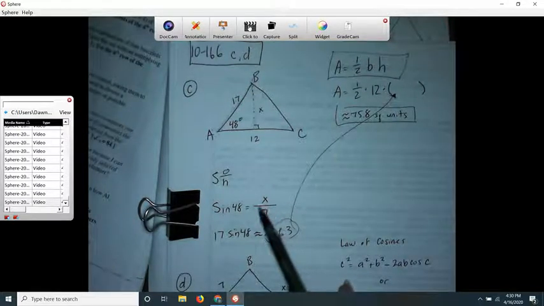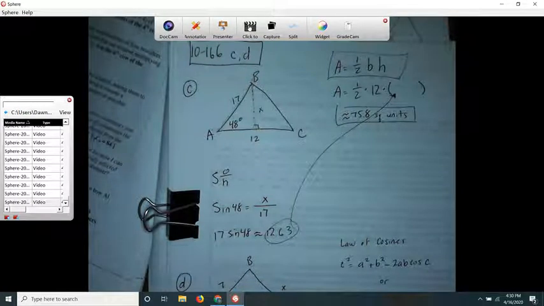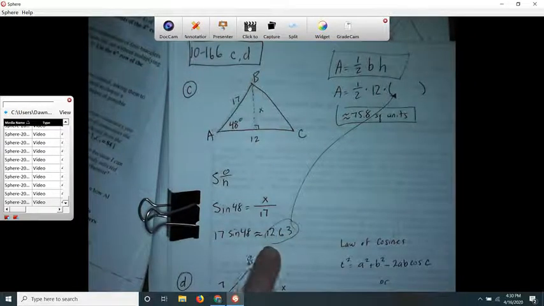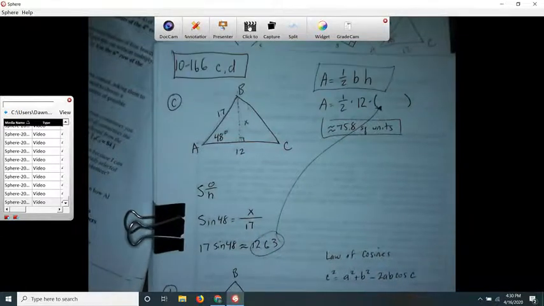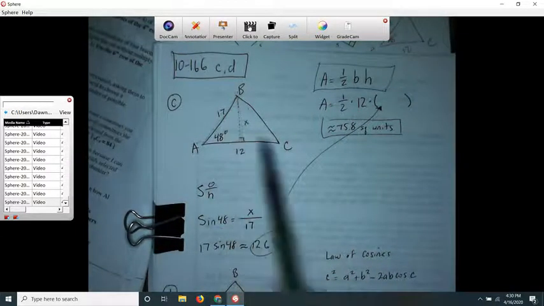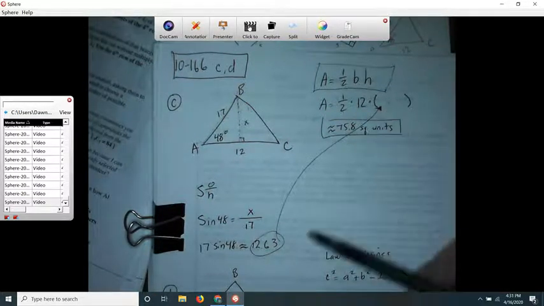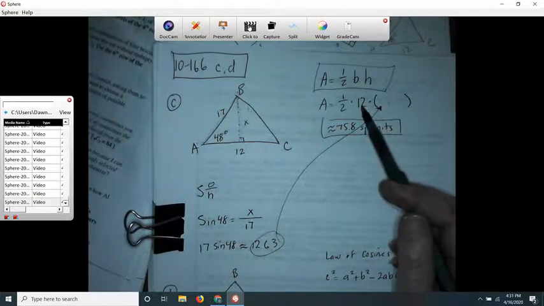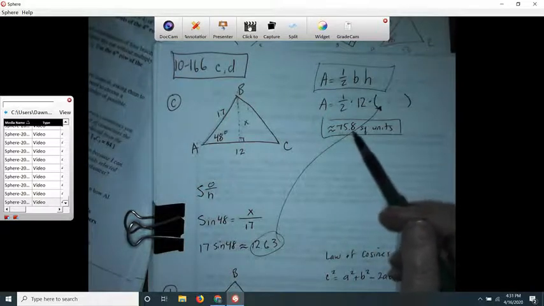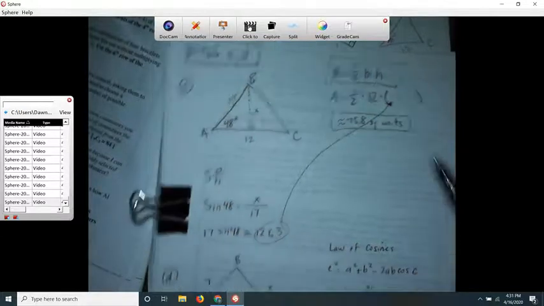So then I just multiplied both sides by 17 to get the x by itself, and I put it in my calculator. I had to put my calculator into degree mode because I was in radian mode from the last problem I did. So if you don't get this answer, perhaps check and make sure you're in degree mode. Then I took my number, this is my height, and I put it in. Area is 1/2 times base times height. I actually just left that number in my calculator, multiplied it by 12, divided it by 2, and I got 78.8 square units. So that's letter C. And then letter D.